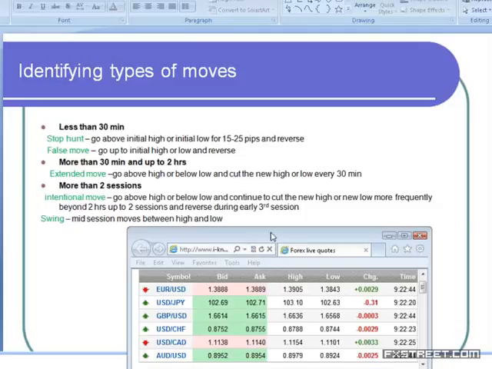But in the case of fxtrade.com, under the charts, there are various chart programs, softwares, wherein you will be able to set the time frame in GMT. Then you will be able to understand.